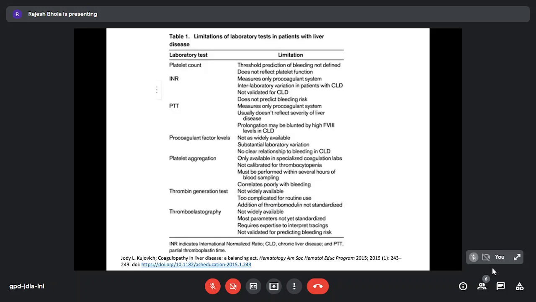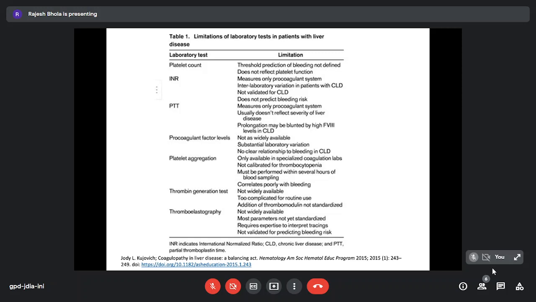Coming to what are the tests that are being done and what are their limitations. When we look into platelet count, the threshold for prediction of bleeding is not defined and it does not reflect the platelet function. We have already observed that in our previous slide. Coming to the INR, it measures only the procoagulant system. It is not measuring the anticoagulation system. There can be a lot of interlaboratory variation in patients with chronic liver disease, and it is not validated in chronic liver disease.